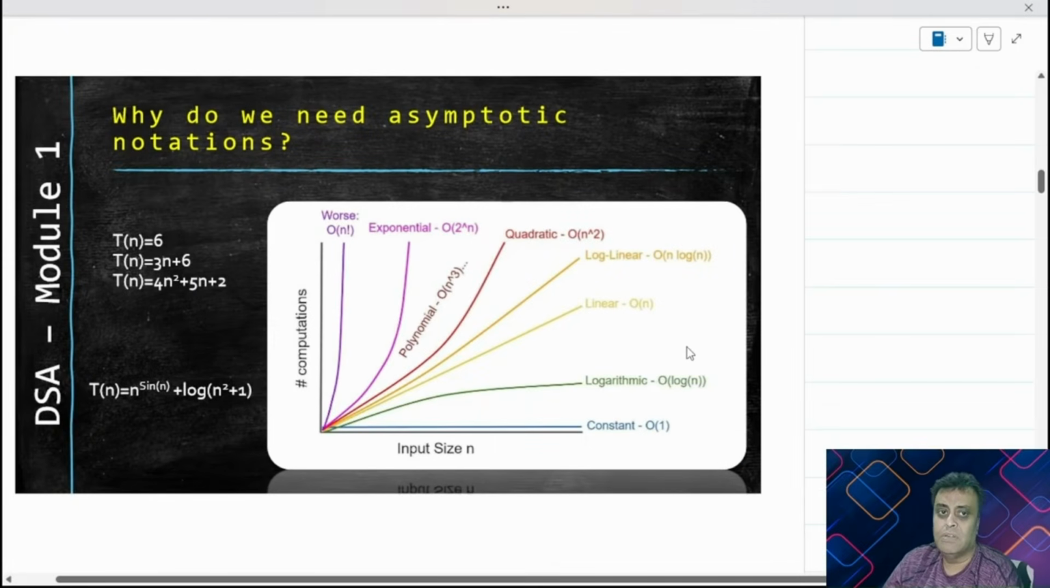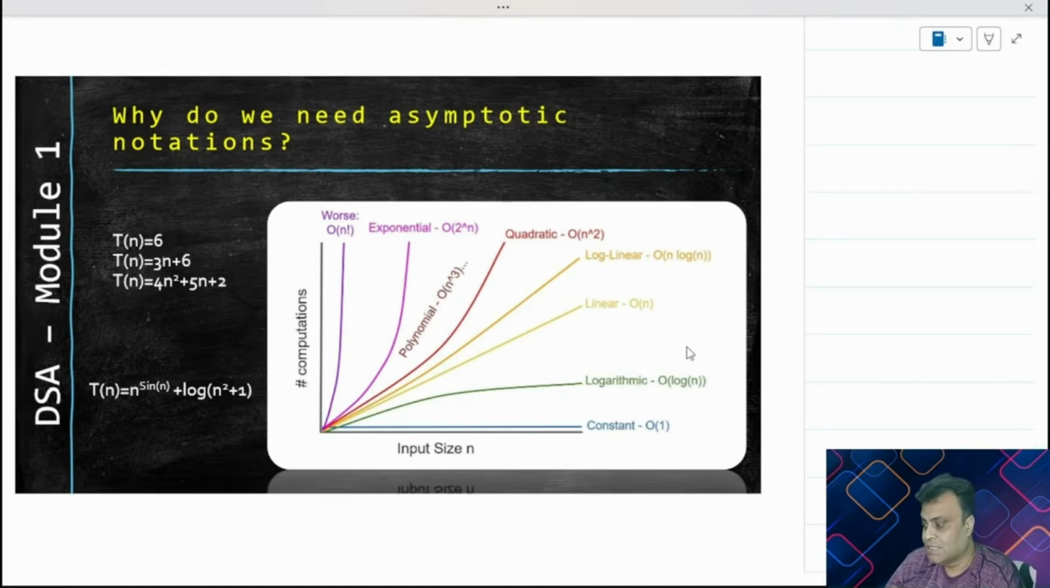Let us deep dive into asymptotic notations. What you see on the screen is what we have already covered in the last lecture, where we talked about the time complexities and the various time complexity classes that we can represent on the graph. What you see on the graph are the well-known time complexity classes.